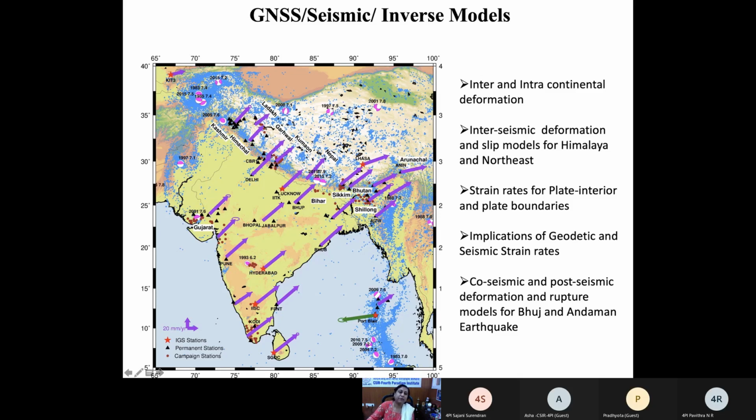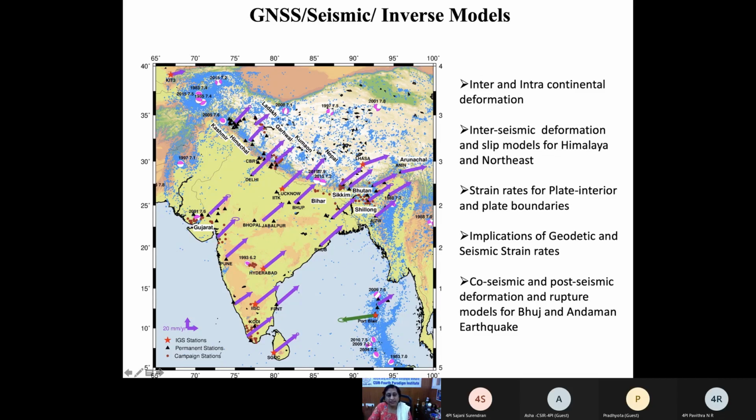So you can see I have plotted this, all measured from GPS data, and then plotted the average velocity vectors of each region. It moves northeast like that. So it is basically subducting under the Eurasian plate, and this is the Indo-Burman boundary. So this is how we are moving.